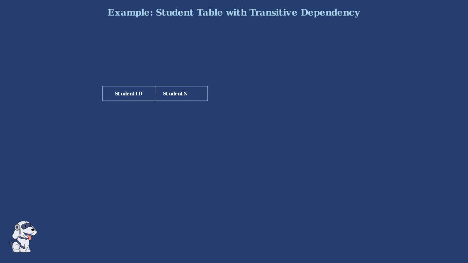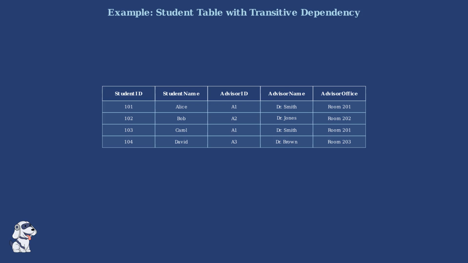Here's a student table that violates third normal form. Notice how advisor name and advisor office depend on advisor ID, which in turn depends on student ID. This creates redundancy and potential update problems.